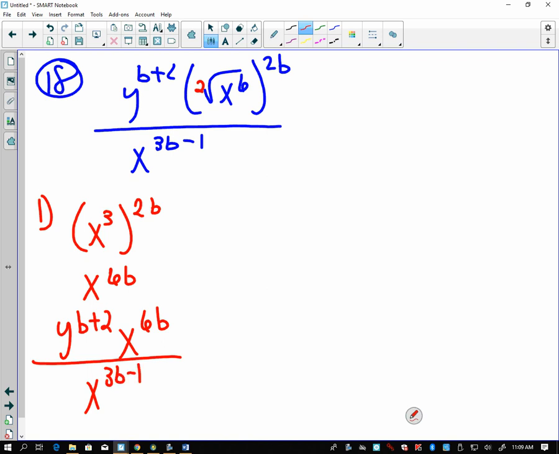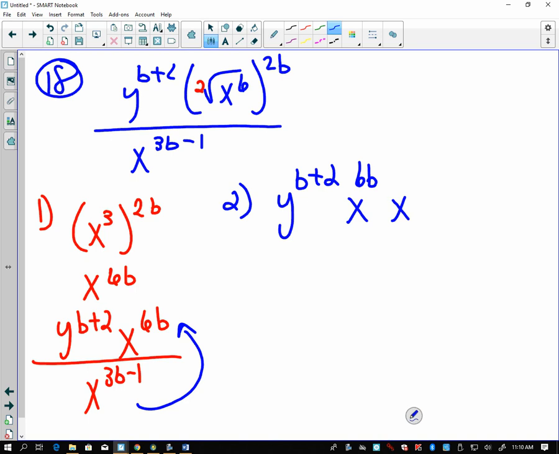And because I want everything in the numerator position, I'm going to bring this guy up here. Okay, so step 2, I'll pick a different color here. Y to the b plus 2 shouldn't change, right? There's no other y's to affect it, right? But then I've got x to the 6b, okay? And what happens to the 3b minus 1 as I bring it up? It becomes negative 3b plus 1, okay?